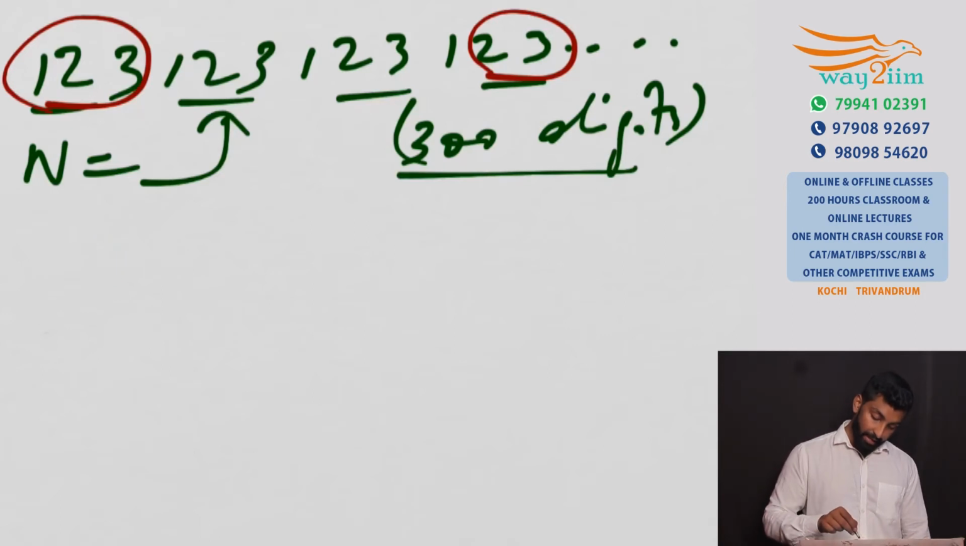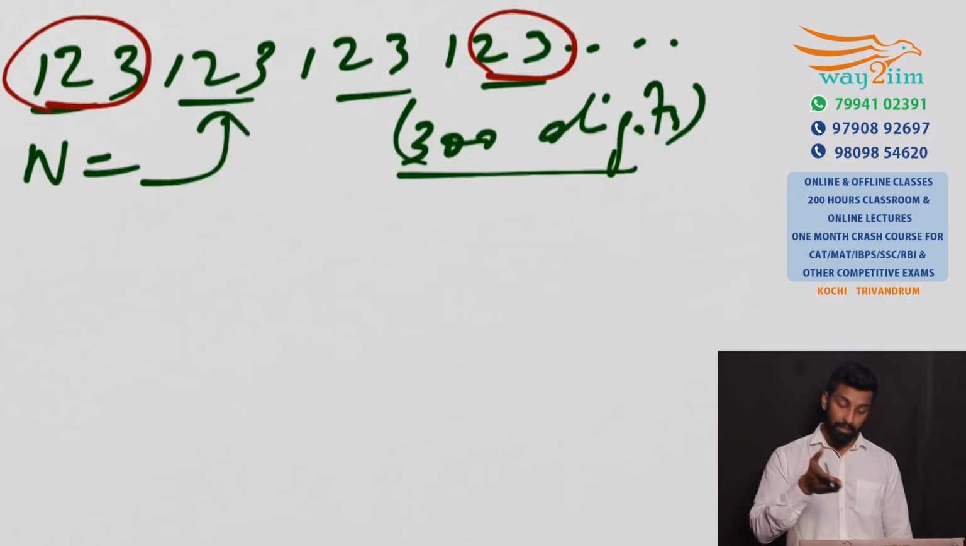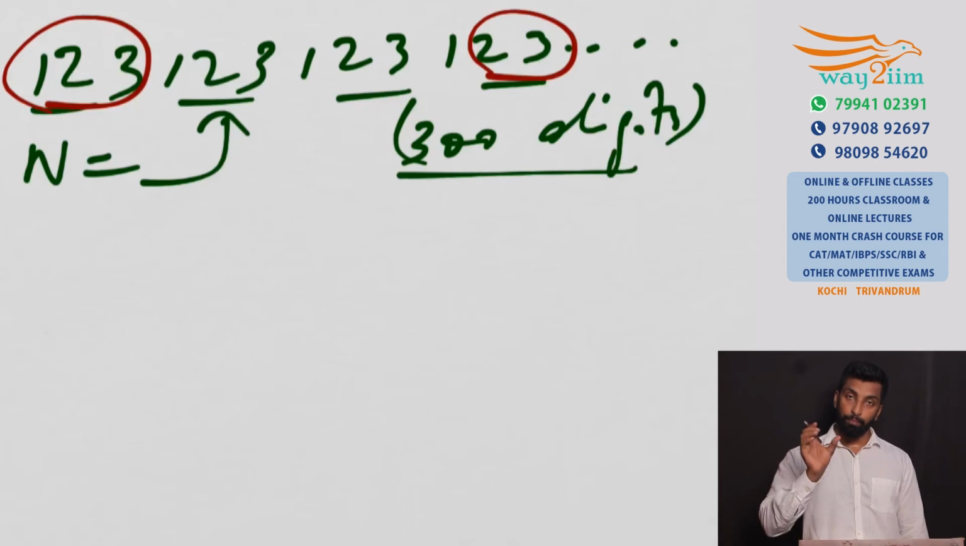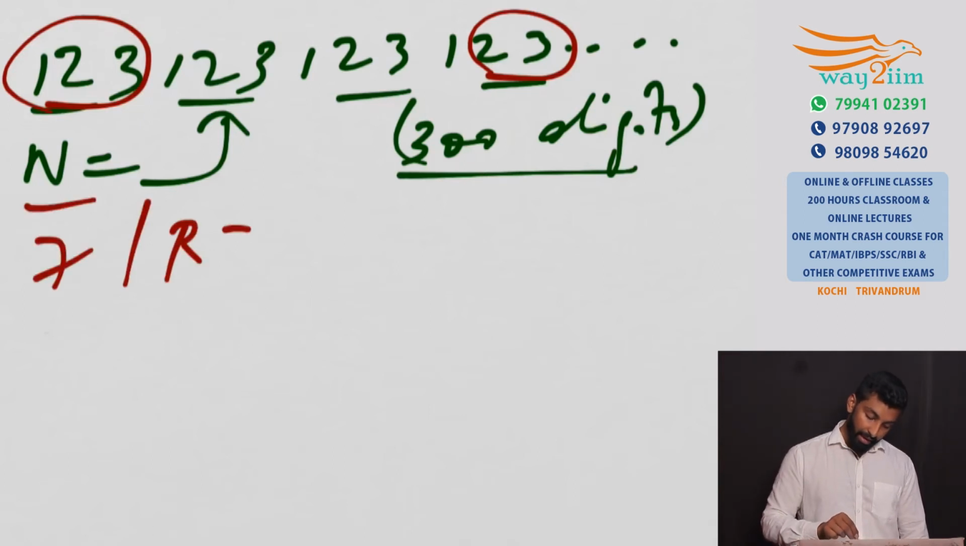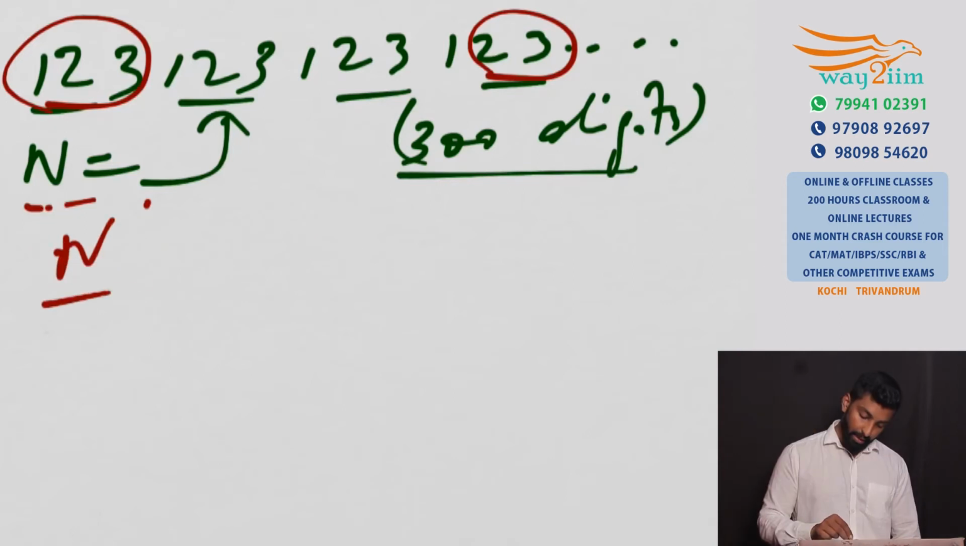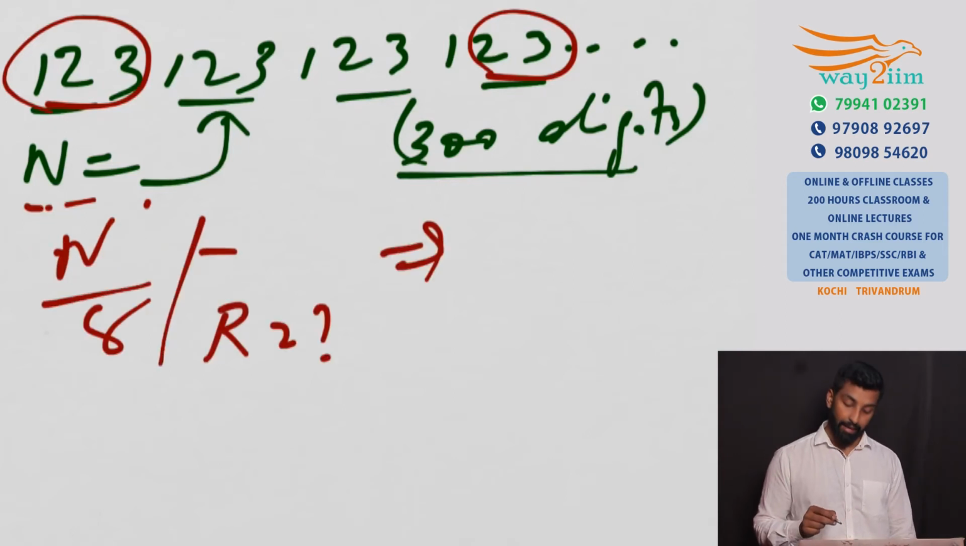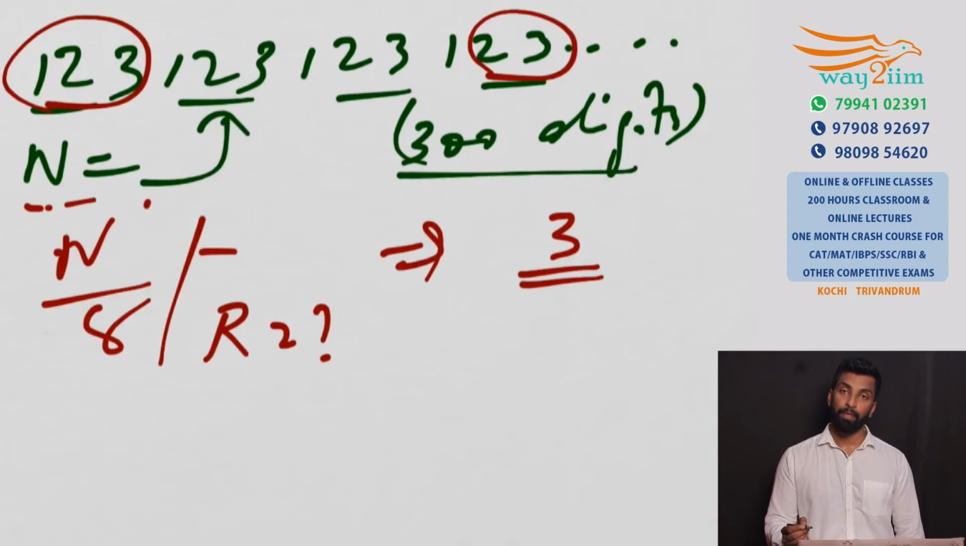7 we have already discussed, right? You will group it into groups of triplets. So you'll get 100 triplets, 50 plus, 50 minus. If you take the sum and the difference, you'll get 0. So N by 7 remainder is 0. What is the N by 8 remainder? 123 by 8, right? So you will get remainder 3.